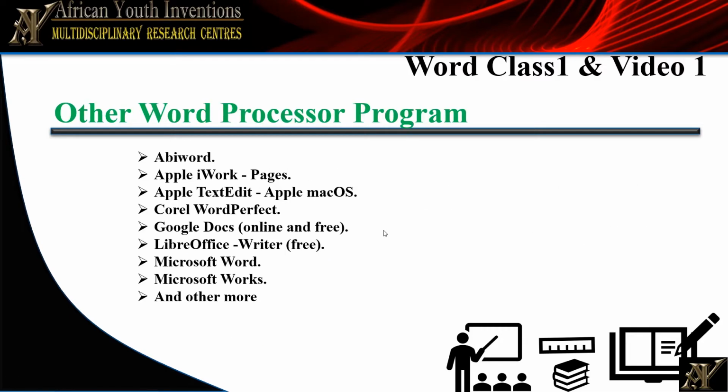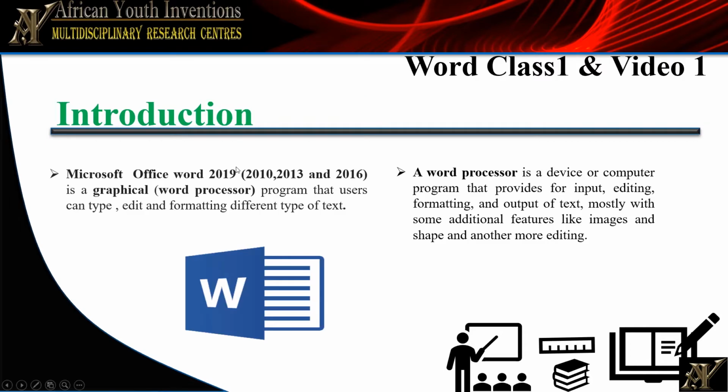There are several types of programs that you can find for word processing. In this video, we will focus more on Microsoft Word 2019. Microsoft Word has different versions; you'll find 2010, 2013, 2016, but we'll focus more on 2019. You can still use the other versions, as most of them are similar. The only difference is that version 2019 has more commands compared to the older ones.